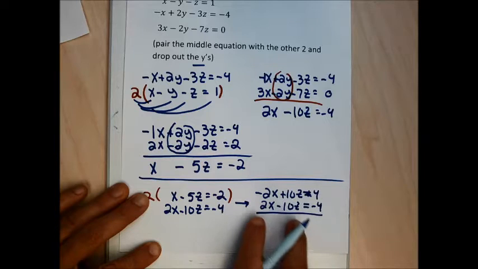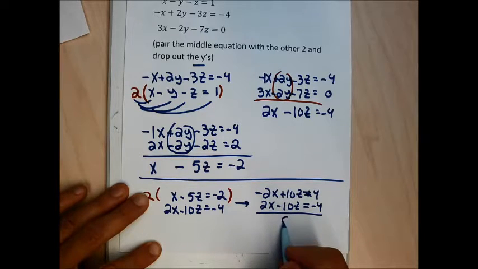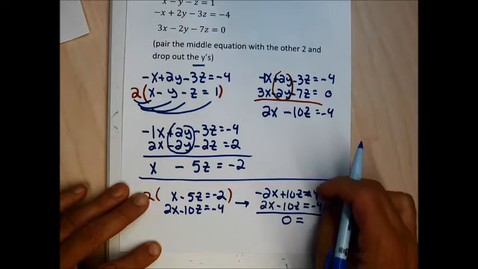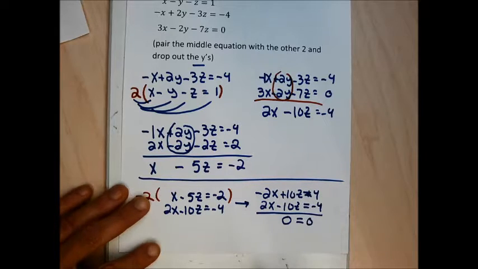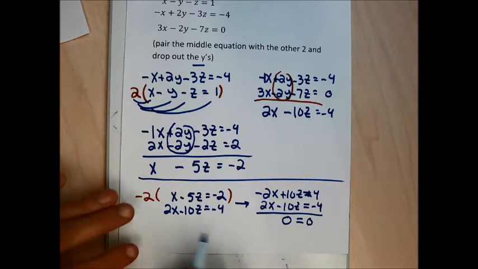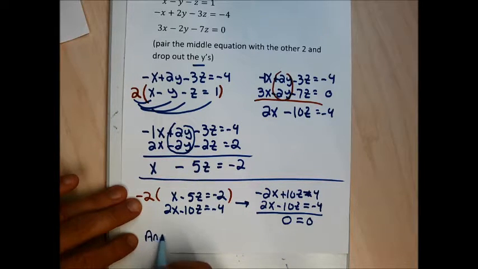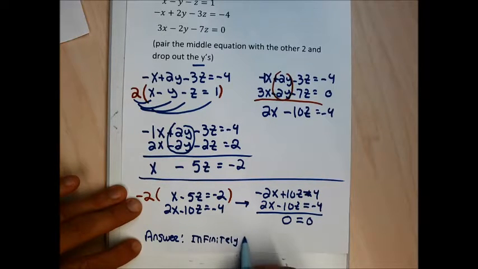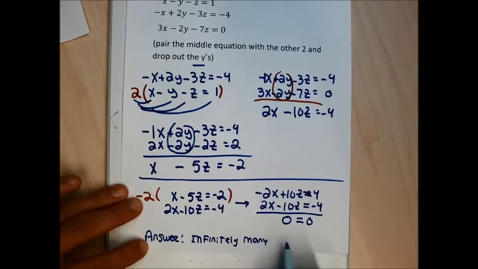On the left-hand side, both the x's and the z's cancel, I get a 0. On the right-hand side, 4 and negative 4 will also give me a 0. All the letters dropped out, I have a true statement, and I'm just going to say there's infinitely many solutions for my answer. If it was a false statement, I could say that there's no solution, or I can use the word inconsistent.